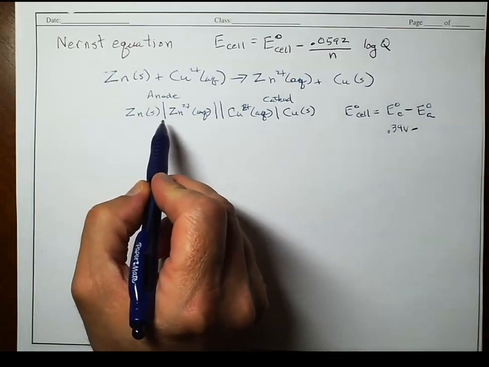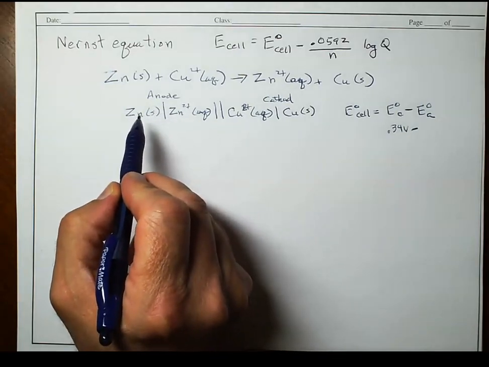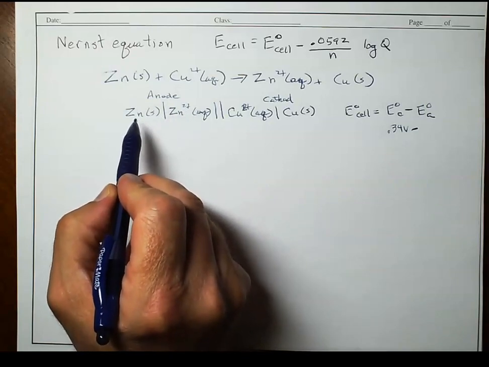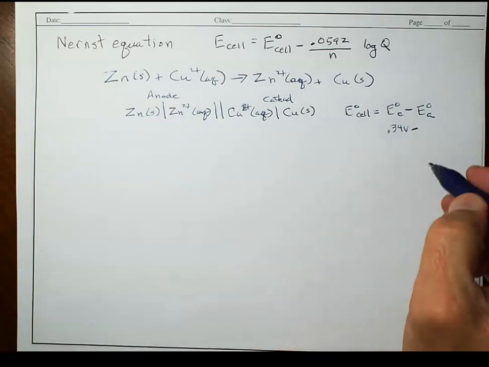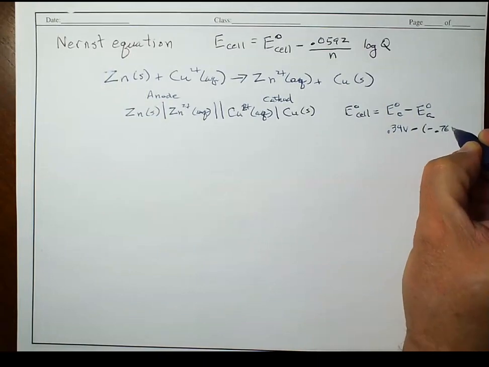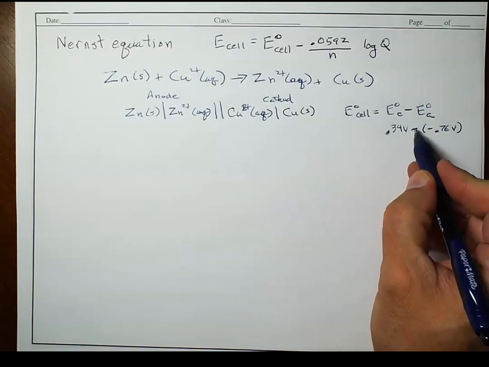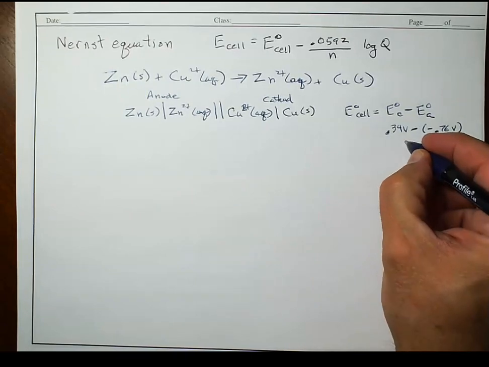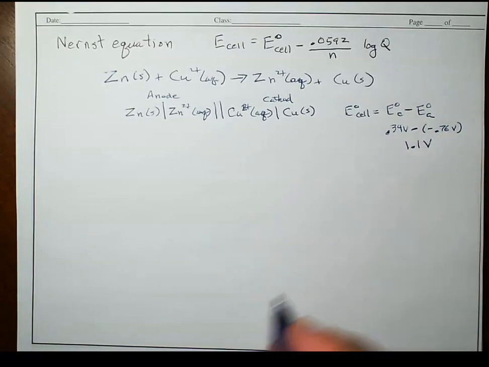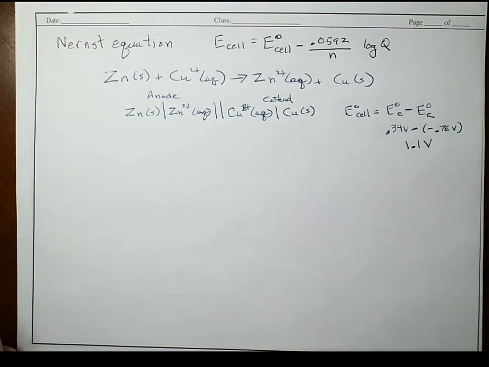Now, it's going to be written backwards in the table. It's going to show zinc 2 plus plus 2 electrons forming solid zinc. When we look that up, it is negative 0.76 volts. So we put positive 0.34 minus negative 0.76. We get a standard electrode potential or cell potential for this cell of 1.1 volts.